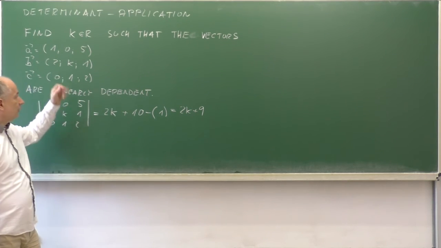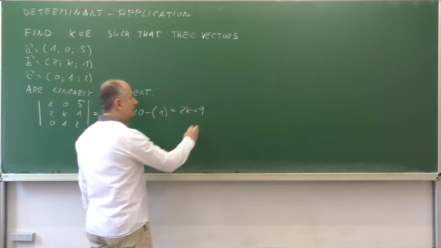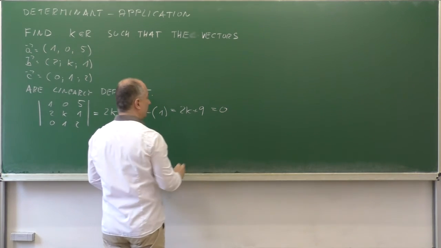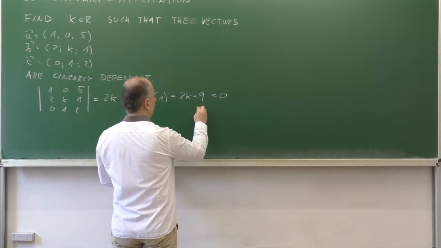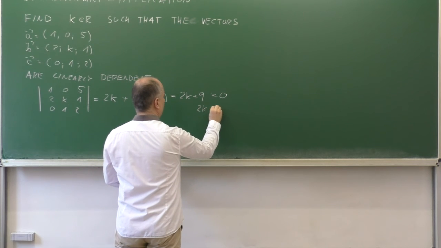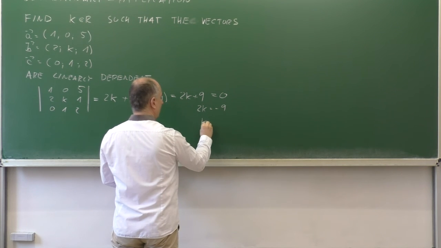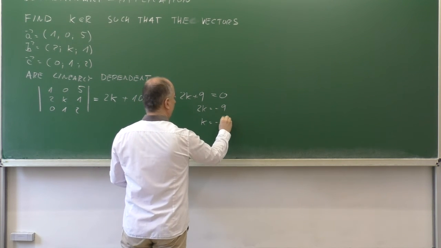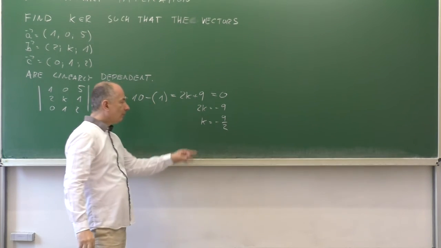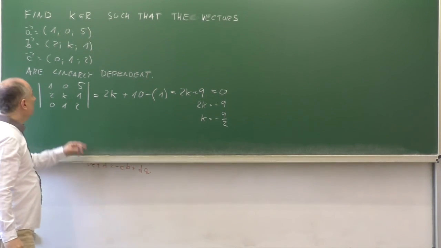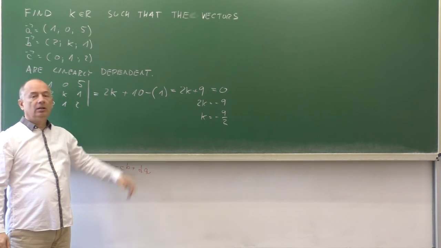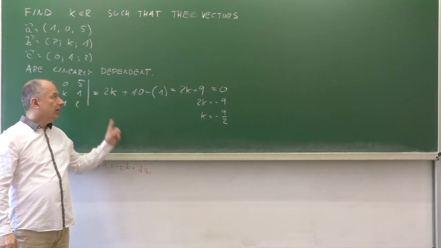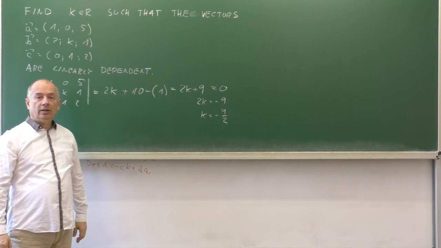And we want the vectors to be linearly dependent. That means this determinant must be 0. And this is an easy equation for the unknown parameter k. 2k is minus 9. So k is minus 9/2. So if k is this value, the three vectors are linearly dependent. And for other different values of k, these three vectors are linearly independent.